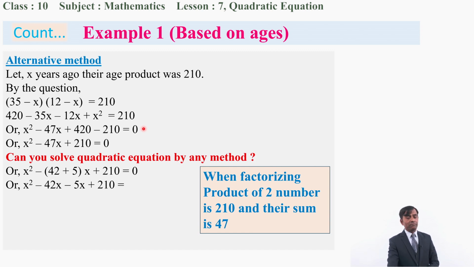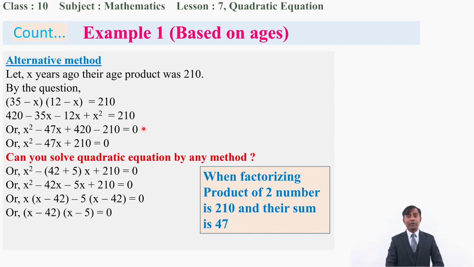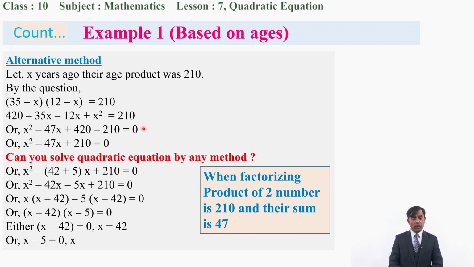Let's simplify and then find the x values. Look at this, we got two factors: x minus 42 times x minus 5 is equal to 0. After that, either the first factor is equal to 0, so that we get the value of x, which is 42, or the second factor is equal to 0, x minus 5 is equal to 0. Now we got the two values of x. One is 42 and one is 5.